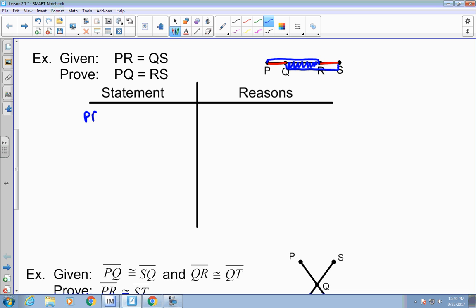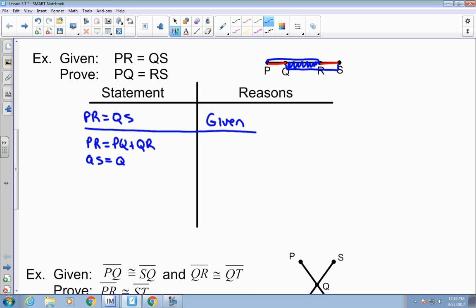Okay, so that's what I'm going to do. I have PR equals QS. That's given to me. Now, because PR is equal to QS, I want to establish what makes up PR and what makes up QS. So PR is made up of PQ plus QR, and QS is made up of QR plus RS. What's that called? Segment addition postulate.